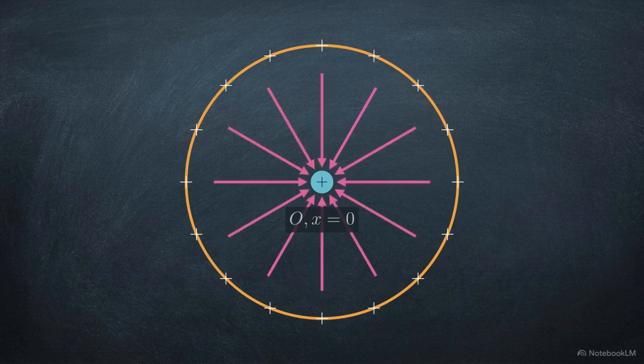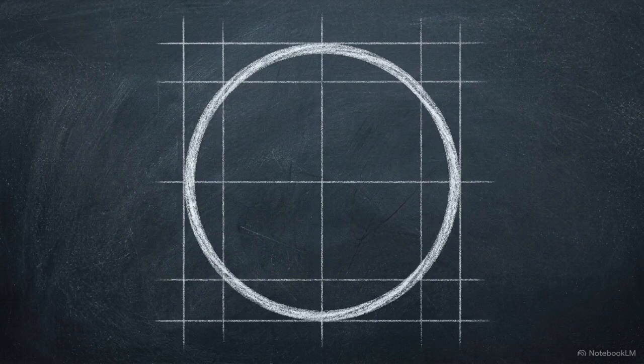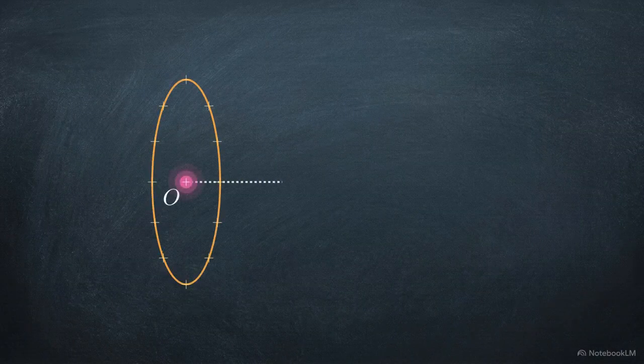Since the ring surrounds the charge evenly, those repulsive forces push inward from all sides at the exact same strength, leaving the particle stationary. Due to this perfect geometric symmetry, the net electric field at the direct center of the ring must be exactly zero. But we need to see what happens when we leave the center.